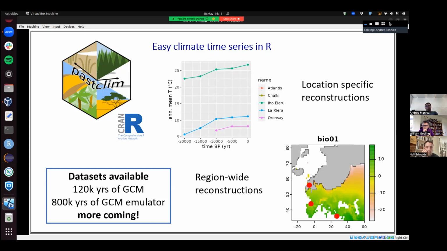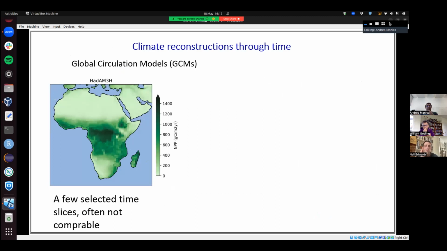So what we have available at the moment in pastclim, if you want to play with it, is a reconstruction of the last 120,000 years at steps of 2 to 1,000 years, depending on where you are, using actual global circulation model reconstructions. And then we have 800,000 years at 1,000-year steps using a statistical emulator of GCMs. So what is that latter data set and why did we actually create it?